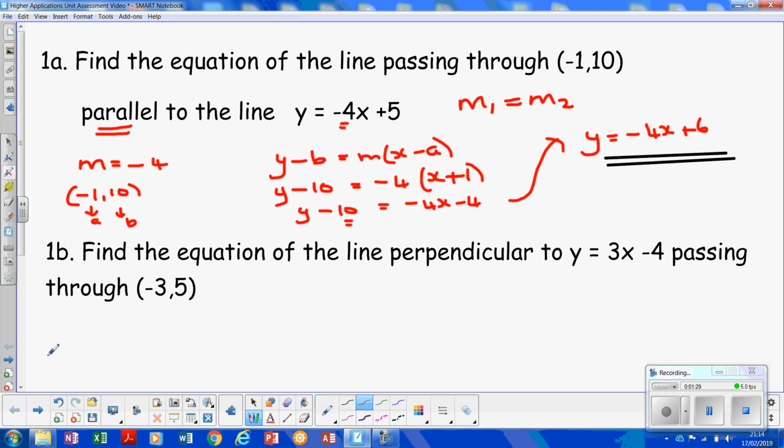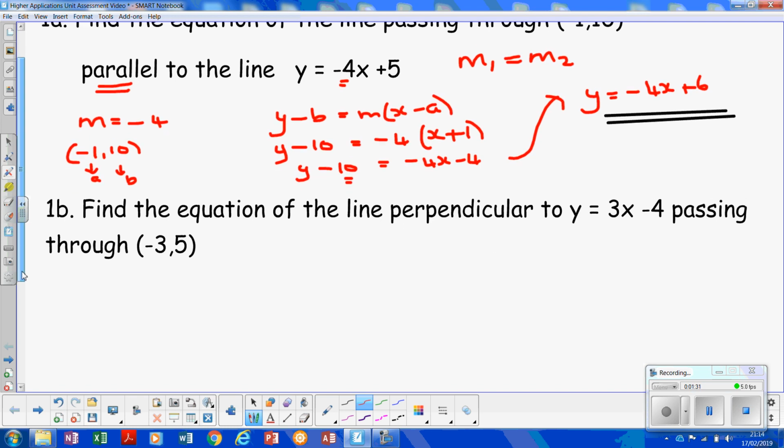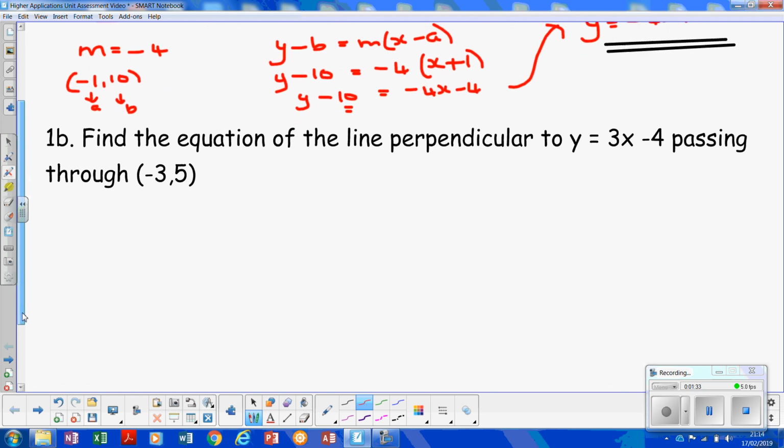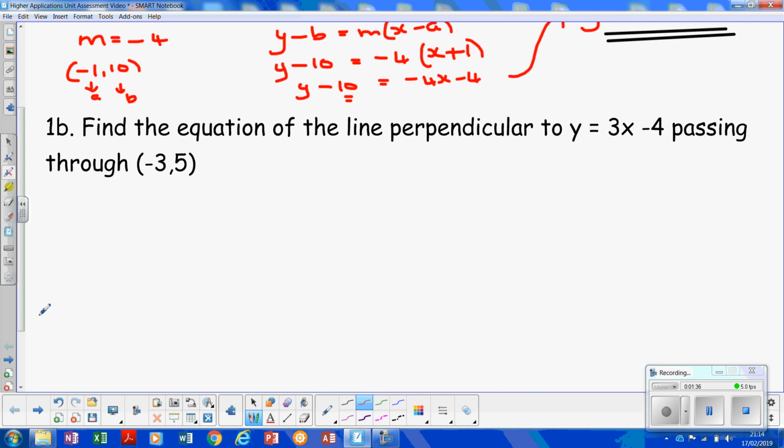Next one. Find the equation of the line perpendicular to y = 3x - 4 passing through the point (-3, 5). Now, perpendicular lines have a product of -1. The gradients have a product of -1. So m1 times m2 is equal to -1. Now, that's in the correct format to read the gradient from. So m1 is equal to 3. So therefore m2, which is the perpendicular gradient, is equal to -1/3.